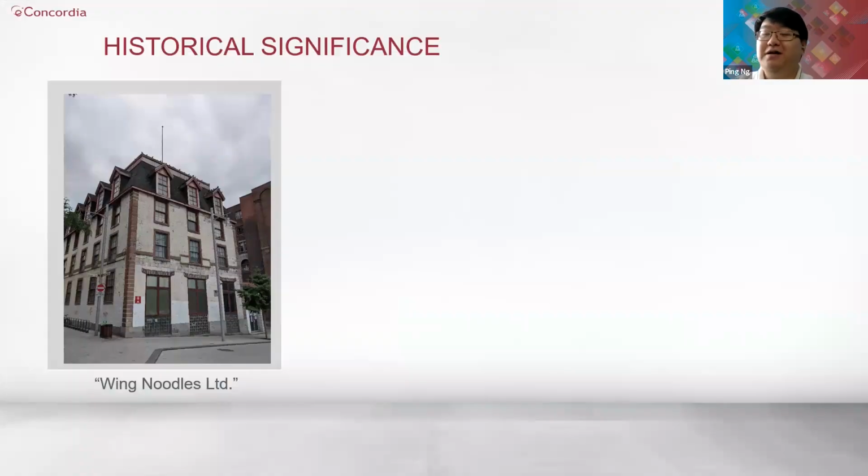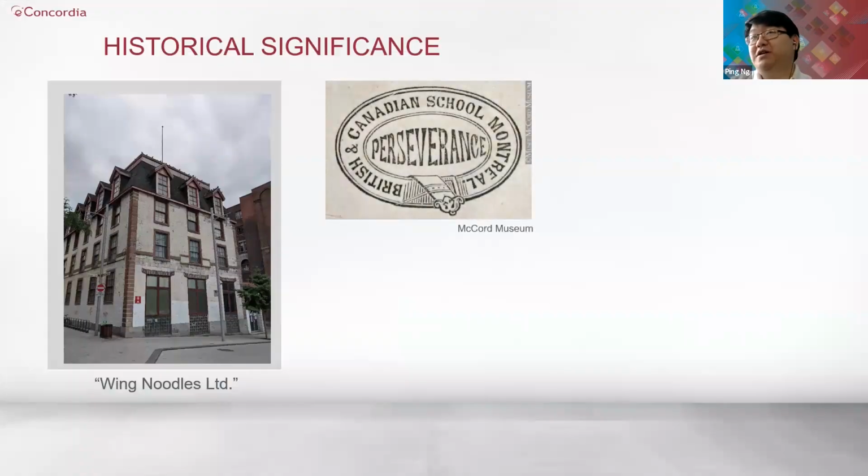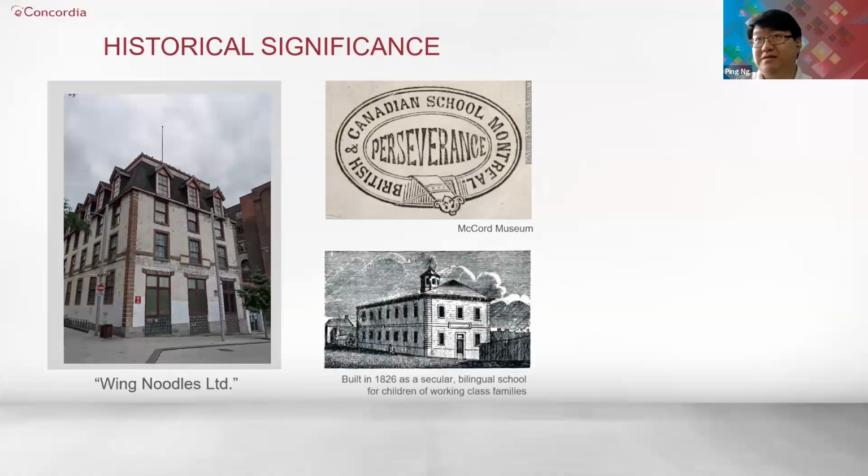You'll probably find it. So it turns out that this was not always a noodles factory. It used to be called the British Canadian School. And it was actually built in 1826 as Montreal's first purpose-built school. It was founded as a secular bilingual school for children of working class families. So the building is basically 200 years old with a quite fascinating backstory.